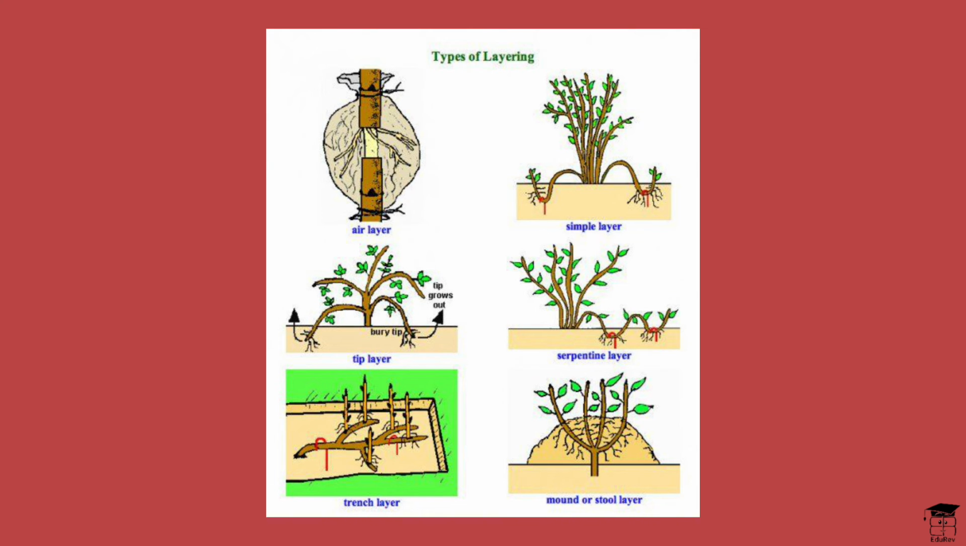Layering. This method involves bending plant branches or stems so that they can touch the ground. The portions of branches or stems in contact with the ground are then covered with soil. Adventitious roots, or roots that extend from structures other than plant roots, develop in the parts covered by the soil.